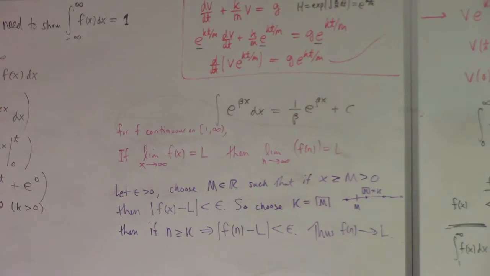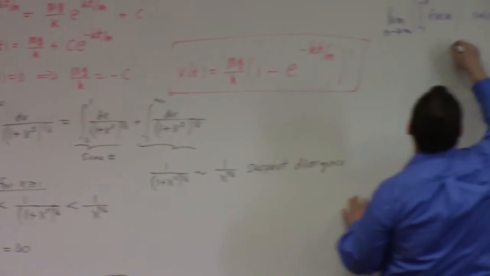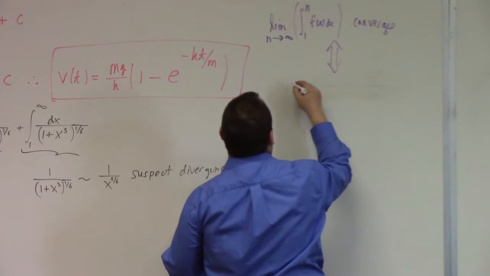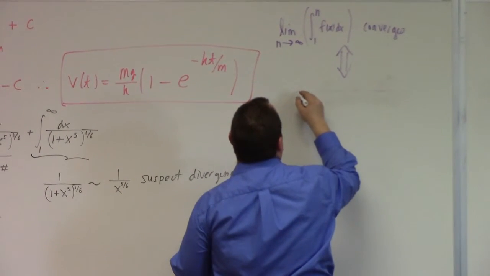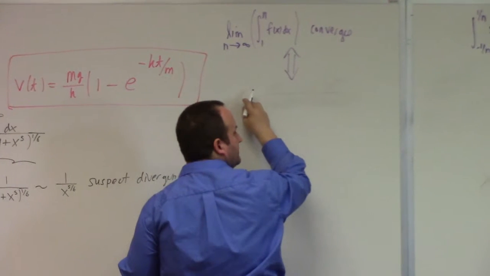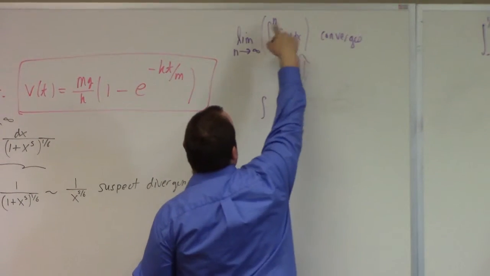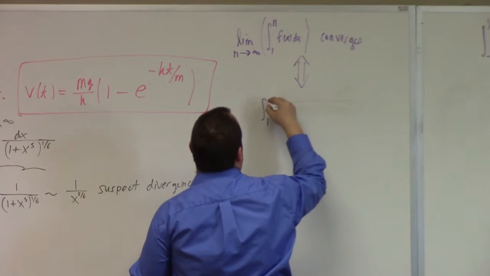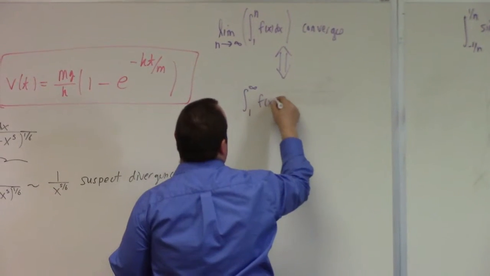Areas, right? The problem asks you something like the integral from 1 to x of f of t. You're supposed to say something like the limit as n goes to infinity of the integral from 1 to n of f of x dx converges if and only if the sequence a sub n, the sequence of these integrals, converges. I'm not looking at the integral from 1 to infinity of f of x dx converges.